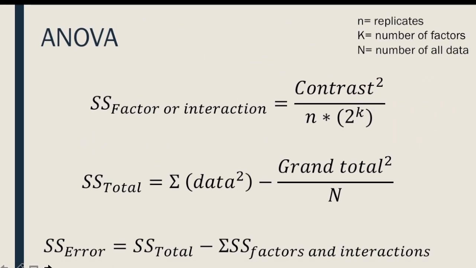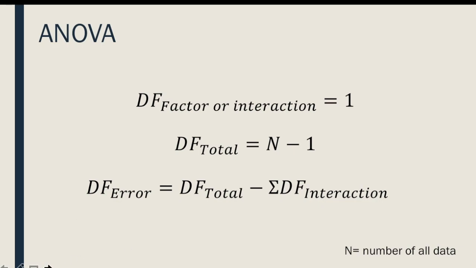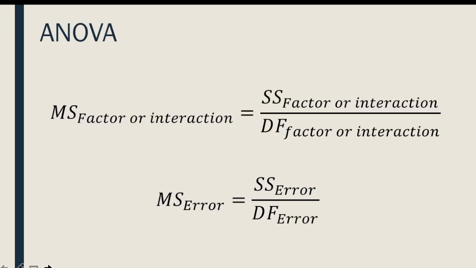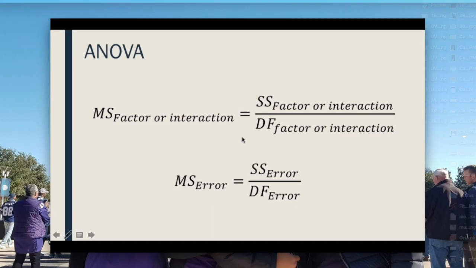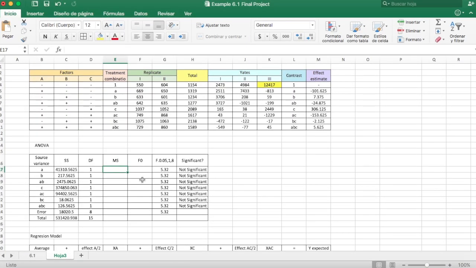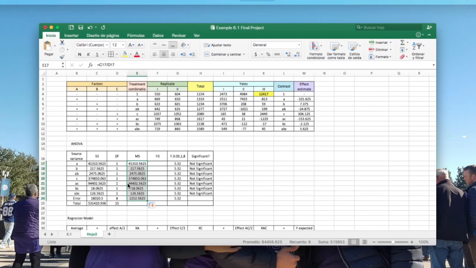The mean square is really easy to obtain. Here we have the formulas: the mean square of the factor or interaction, and of the error, is the sum of squares of each divided by the degrees of freedom of each. So we're going back to Excel, and it is the sum of squares divided by the degrees of freedom. Scroll down.